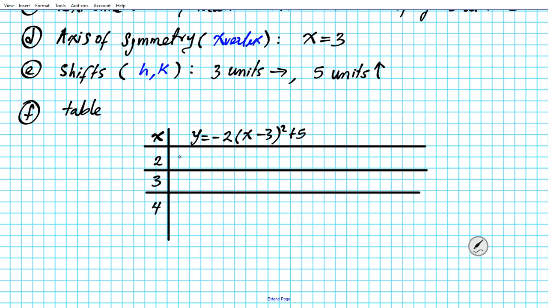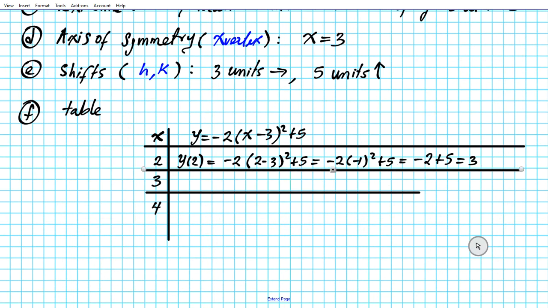So for x equals 2, we are looking for y of 2, which is -2 times (2 minus 3) squared plus 5. Using our order of operations, we'll do the parentheses first. So we have -2 times (-1) squared plus 5, which is -2 plus 5, which equals 3. Okay? Alright, now we have our output value for the value before the vertex.